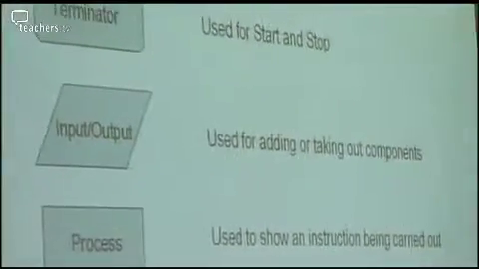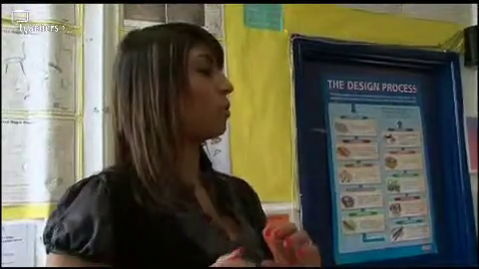A diamond shape is what you call a decision. Anyone know what a decision is? It's like a choice you have to make. A choice that you have to make, OK? Everybody has choices. If you don't make a choice, then there's no right, wrong, or you can't move forward.